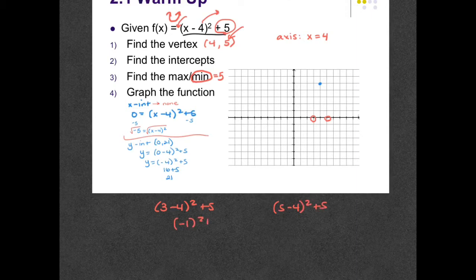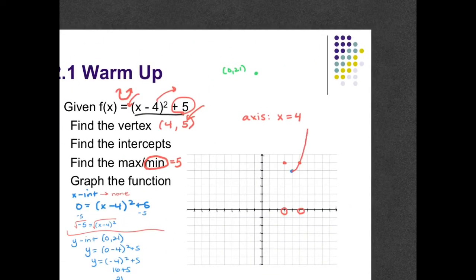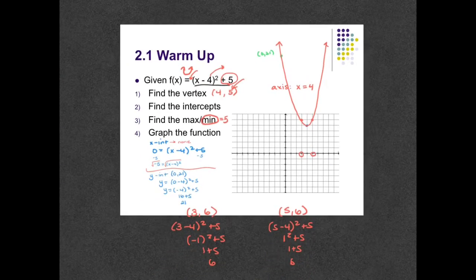I get -1 squared plus 5, 1 plus 5, which is 6, and then 1 squared plus 5, or 1 plus 5, which is also 6. And that's what we should have seen happen because we picked points the same distance. So this is 3, 6, and this is 5, 6. So now I can plot those points. I get these 2 points here, and then I'm going to connect them. I can use that y-intercept. It's going off my graph, but I can use it to give myself one additional guide point.